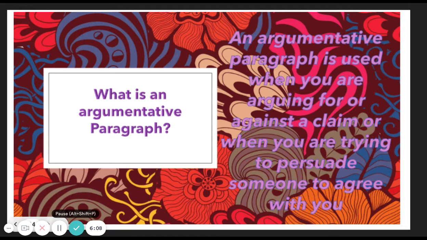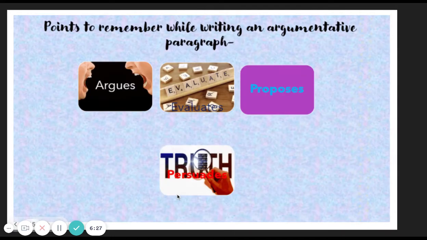You may be asking, what is an argumentative paragraph? An argumentative paragraph is used when you are arguing for or against a claim, or when you are trying to persuade someone to agree with you. Are you backing something up? Are you trying to convince someone? When you are writing an argumentative paragraph, remember, argue, evaluate, propose, and persuade.